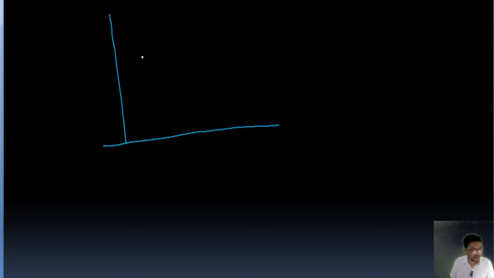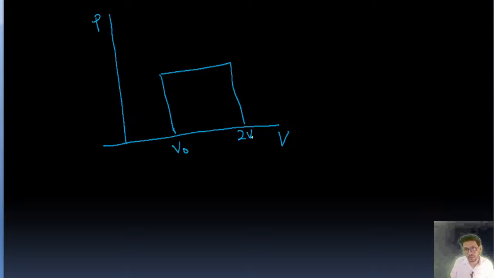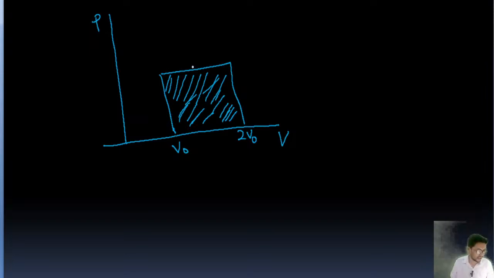And if you draw the graph, the graph is going to be like this. It's P versus V, and here we can see P is constant, so P will be constant like this. Suppose this is V0 and 2V0. So this is the PV graph where you can see P is constant for the isobaric process.